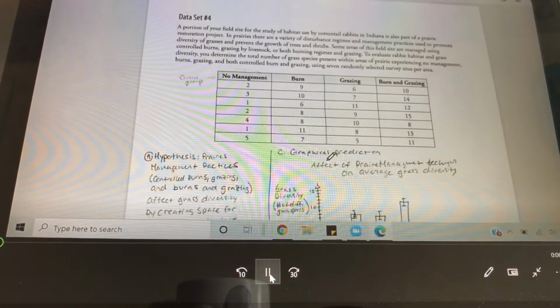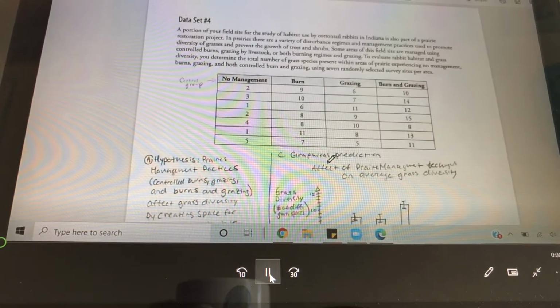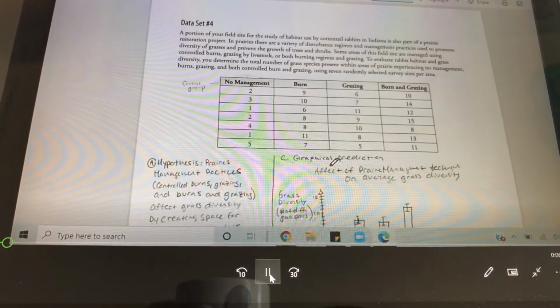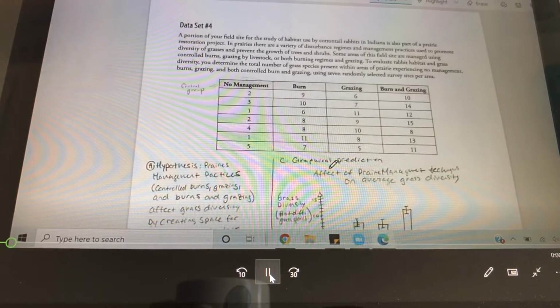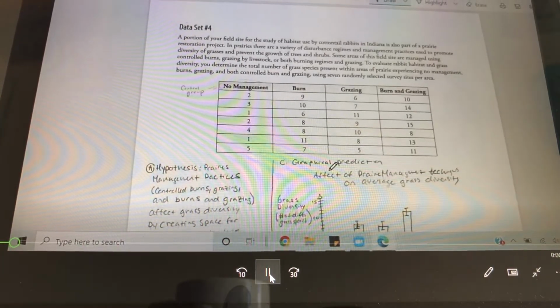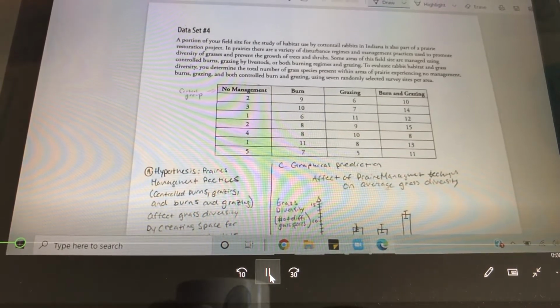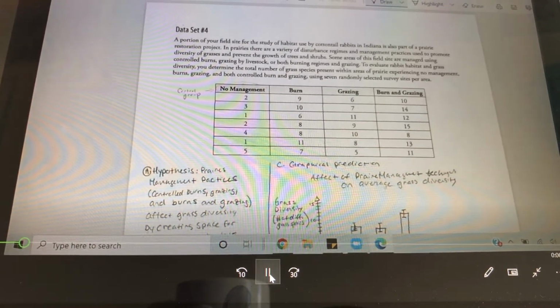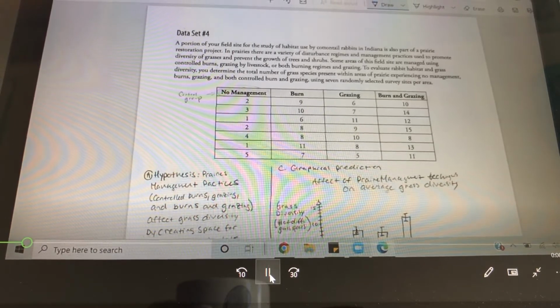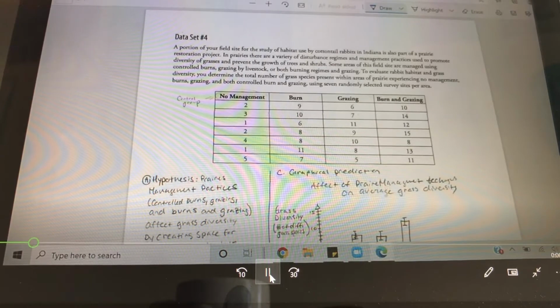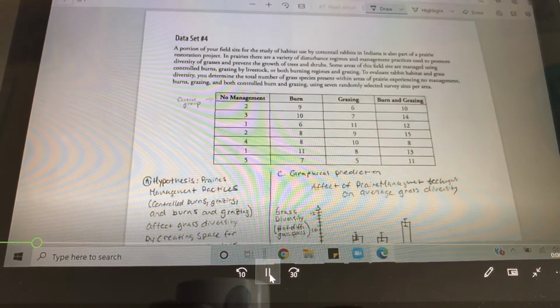To evaluate rabbit habitat and grass diversity, you determine the total number of grass species present within areas of prairie experiencing no management, burns, grazing, and both, using 7 randomly selected survey sites per area. And so you can see the table below just has the different categories there: no management, burn, grazing, and then both.